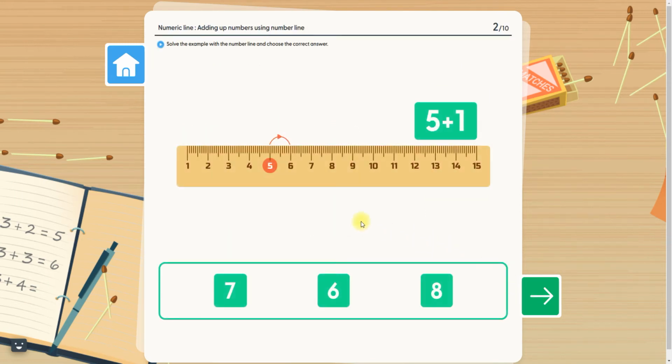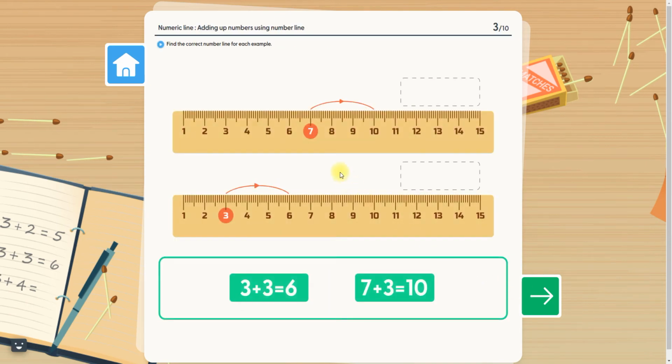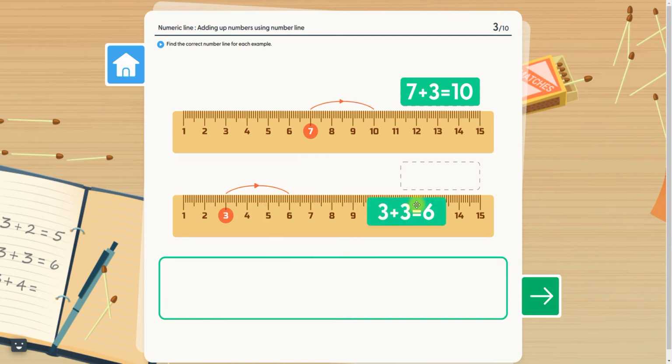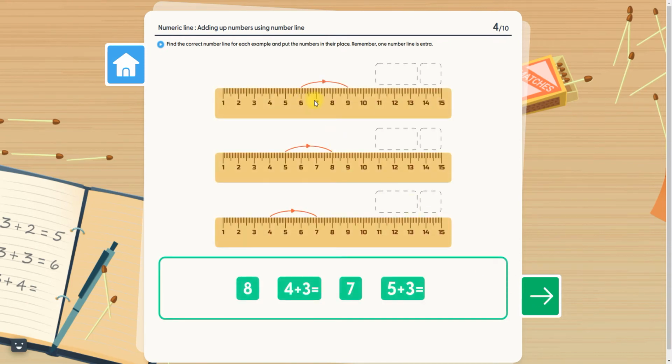Solve the example with the number line, and choose the correct answer. Find the correct number line for each example. Find the correct number line for each example and put the numbers in their place. Remember, one number line is extra.